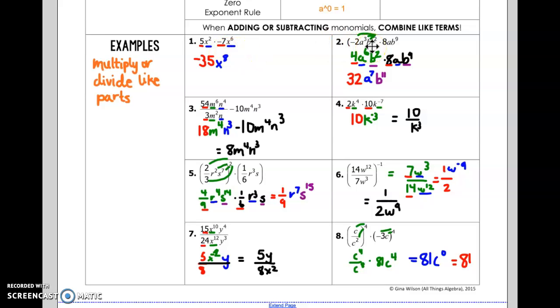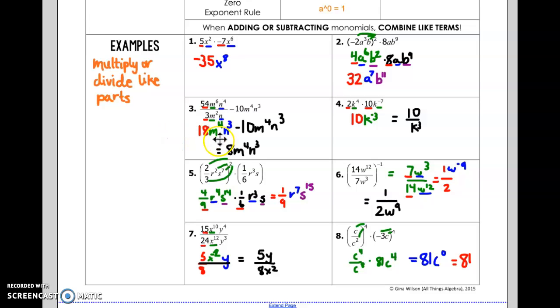Let's go on to number 2. We are going to raise each part of this term to the second power. So I'm going to get 4 and then a to the 6th and then b squared. And then I'm going to combine like parts. So 4 times 8, a to the 6th times a, and then b squared times b to the 9th.